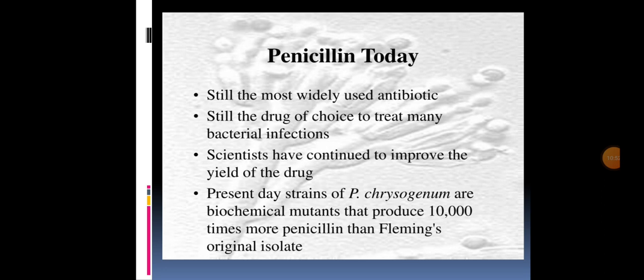Penicillin today is still the most widely used antibiotic, still the drug of choice to treat many bacterial infections. Scientists have continued to improve the yield of the drug. Present-day strains of Penicillium chrysogenum are biochemical mutants that produce 10,000 times more penicillin than Fleming's original isolate.